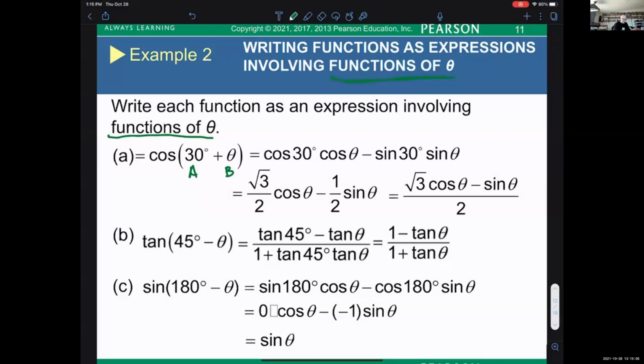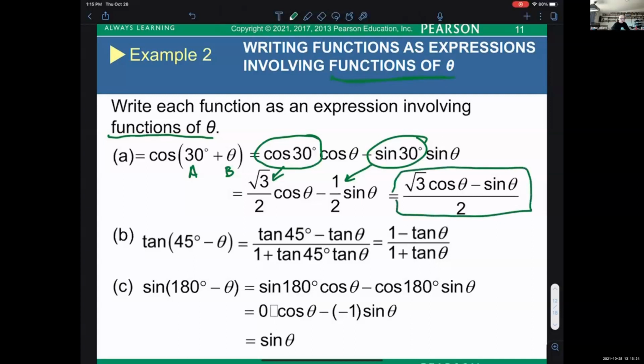And so when we plug those in, we can then evaluate the parts that don't just have theta, like cosine 30 and sine 30, giving us the 1/2 and the root 3 over 2. And then with the common denominator of 2, they end up with this expression where you have square root of 3 cosine theta minus sine theta all over 2. And that is an expression involving functions of theta instead of functions of 30 degrees plus theta.